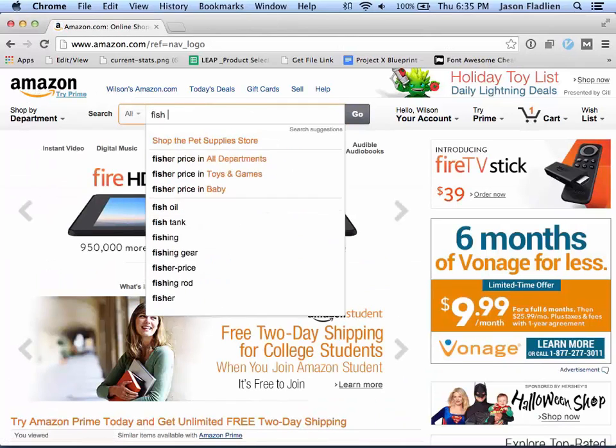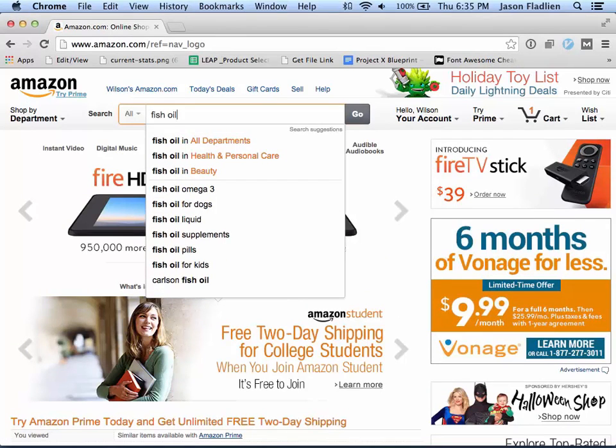It's actually very easy. First thing I do is I type in fish oil. So you see fish oil, omega-3. So that's a secondary keyword. Fish oil for dogs is in fact a secondary keyword, but it's not relevant if we're selling an actual fish oil supplement for humans, right? Fish oil liquid, same thing. If it's not a liquid, we don't want to. But fish oil supplements is a secondary keyword because it's an Amazon suggested keyword. Pills is a secondary keyword, okay? Fish oil for kids, I don't know if that's relevant or not. And Carlson is a brand name, so I wouldn't even try to do that.